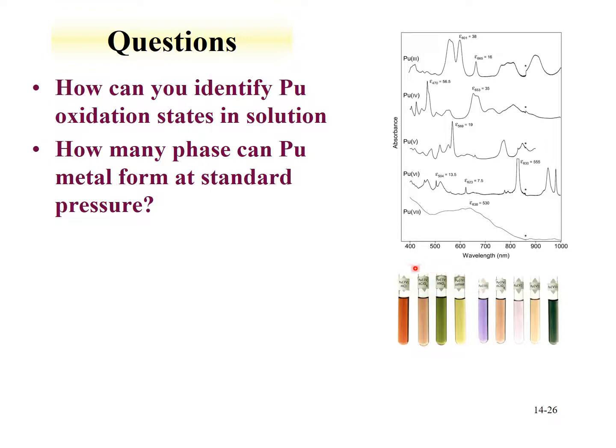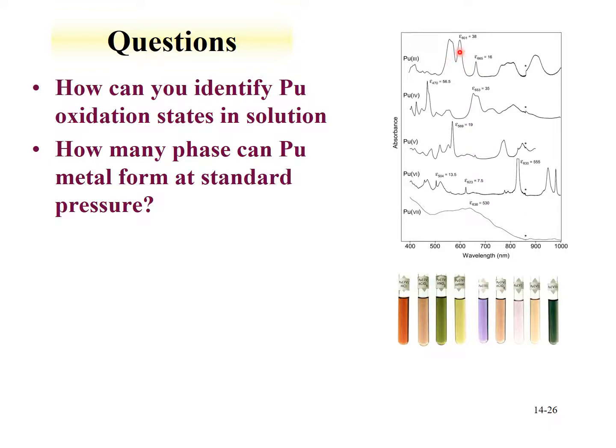And even for the same oxidation state, here's all tetravalent oxidation states with different ligands, so different acids, HCl, perchloric, nitric, and then plutonium colloid. We see that they're colored, they're visible, so we should be able to use UV visible spectroscopy as a means of determining the oxidation state. And here's the data for the different oxidation states and the peaks with their molar absorptivities.